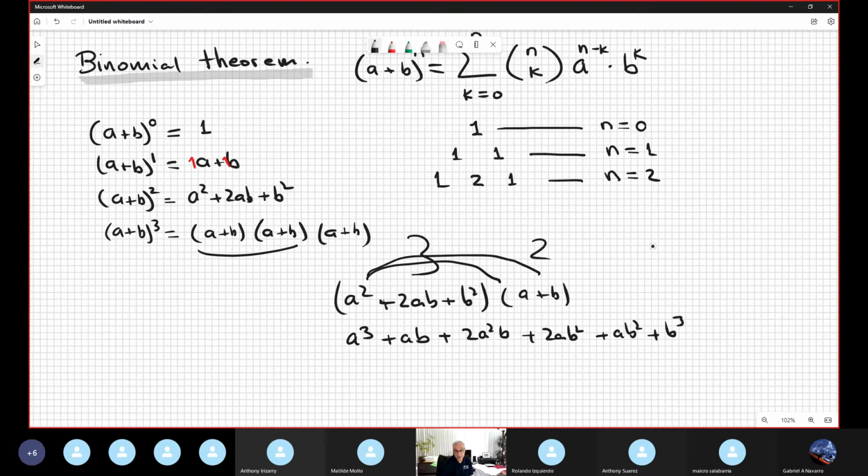And of course we can combine like terms. a cubed plus 3 times a squared b. Look, this guy and this guy. But I made a mistake somehow. This time this is a squared, right? Aha, so 3 times a squared b, this plus this together, 1 plus 2, that's 3 again. This and this together is 3ab squared plus b cubed.